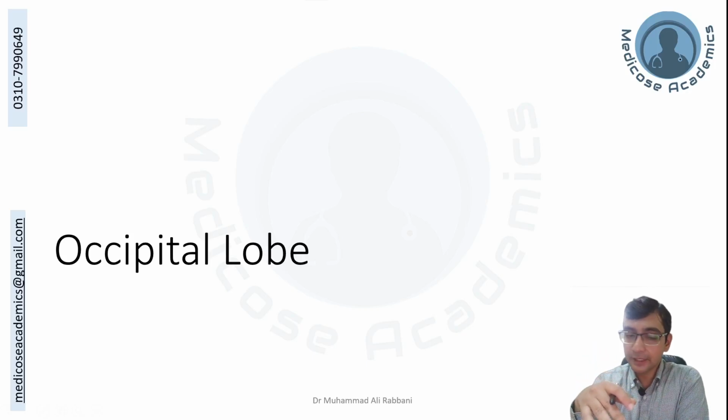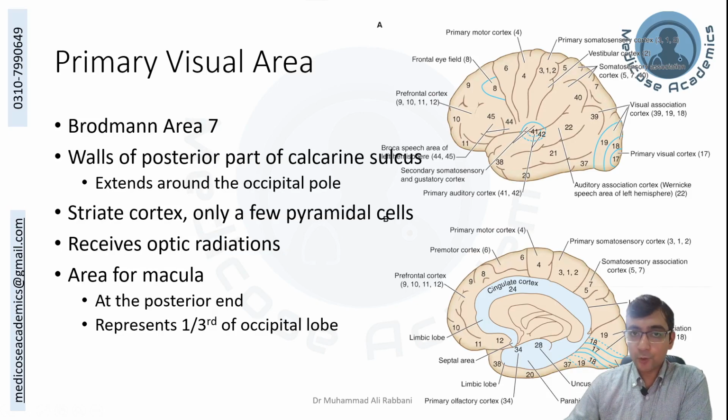With that we are done with the parietal lobe. The next up is the occipital lobe. Occipital lobe is on the medial aspect. You can define the occipital lobe very clearly with the parieto-occipital sulcus, everything behind it.